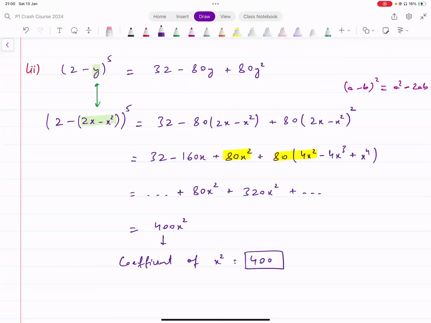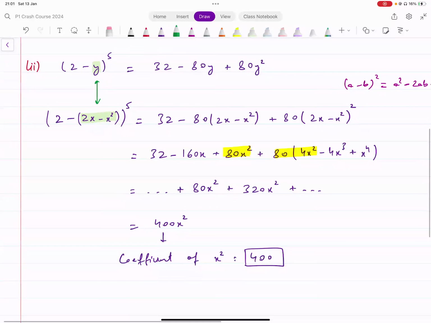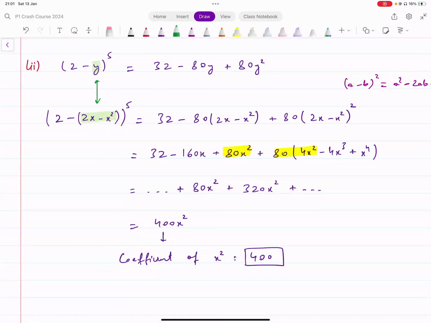So sometimes this happens as well, that in one part, they ask you to do an expansion. And then in the next part, they want you to use that expansion to expand something else. So you have to compare the two and see what has changed. The power was the same. The first term was the same. The only thing that changed was the second term. In place of y, we've got 2x minus x squared. So in our expansion in the first part as well, we just replace y with 2x minus x squared to get this result.